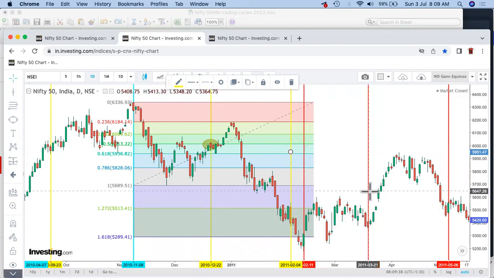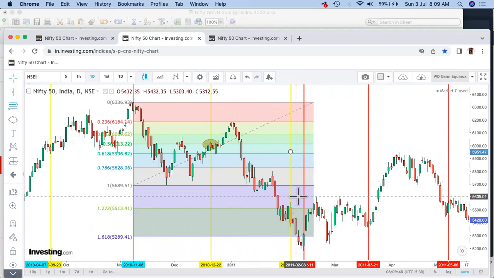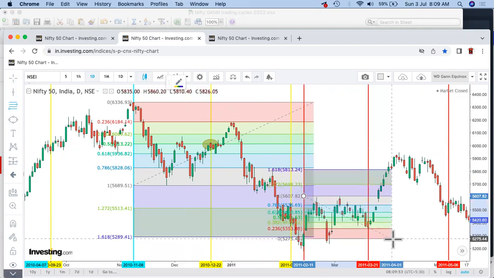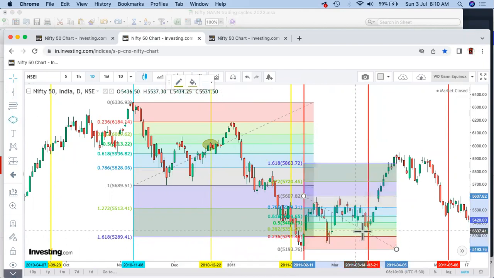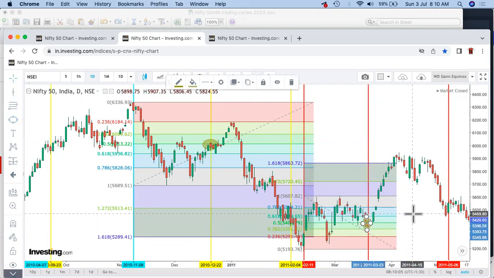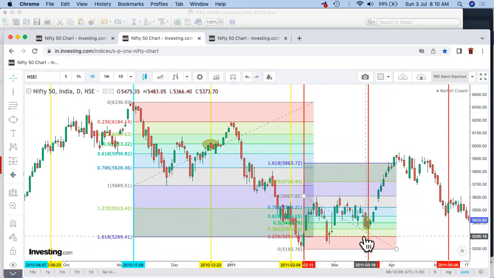So after this, next date is 21st of March. Let's go to the Fibonacci, double top. All right, again coming down to 0.5 levels. So not a direction as such specifically, but maybe the 50% levels which are critical for us. So it came down, it started moving up.